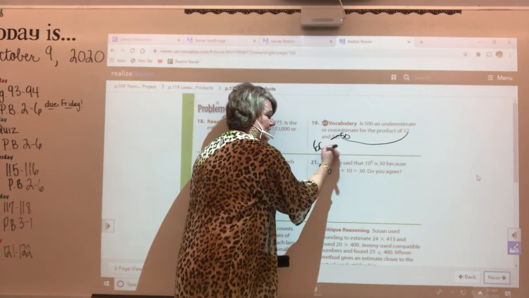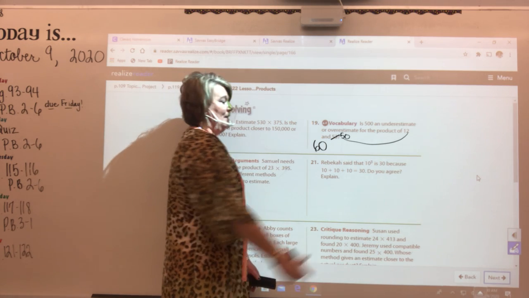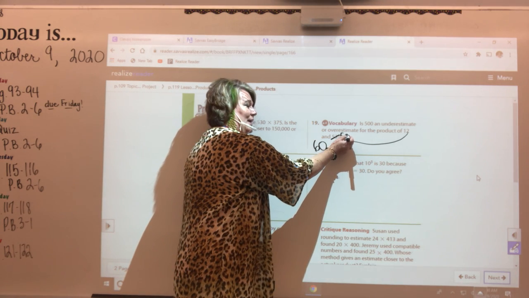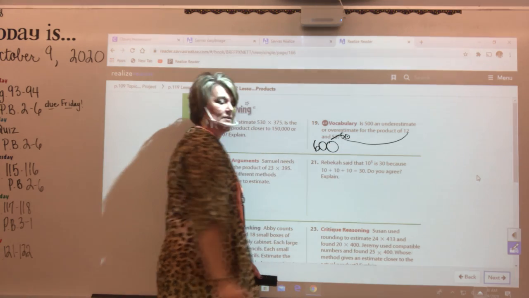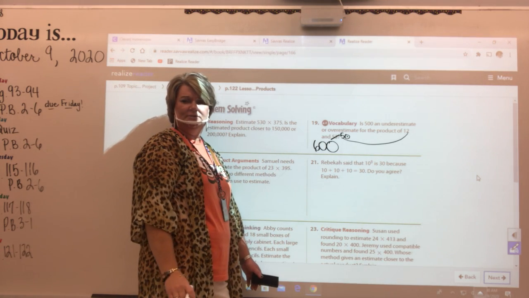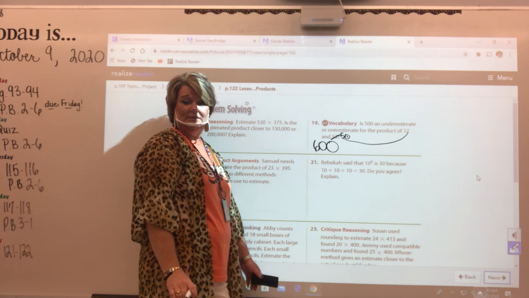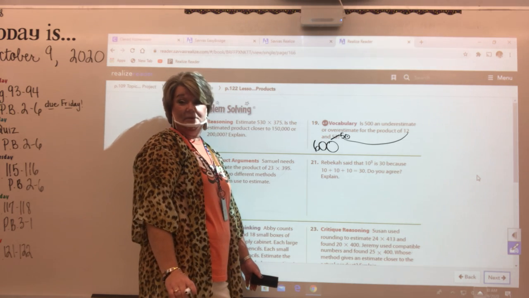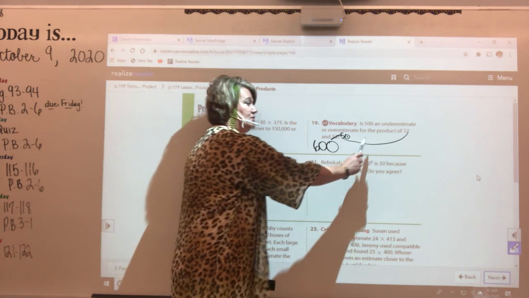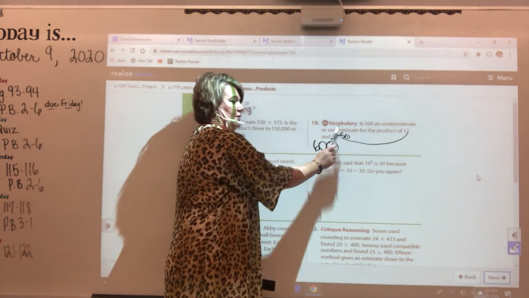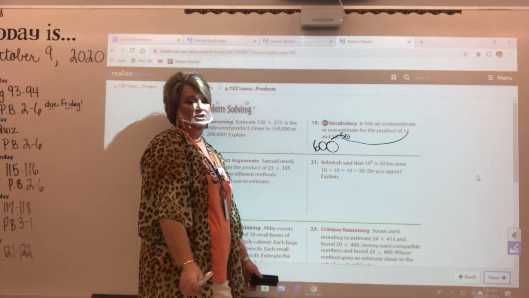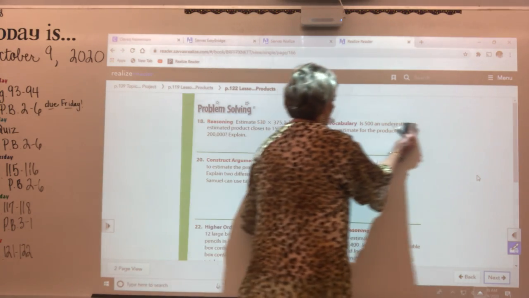There's your first answer. But I'm not done, because what have I got right here? What have I got? A 0. Why'd my answer end up with 2 zeros? Because 60 already had a 0, didn't it? Okay, so now here's the question. Would 500 be underestimate or overestimate? What do you think? Under. There's your answer.